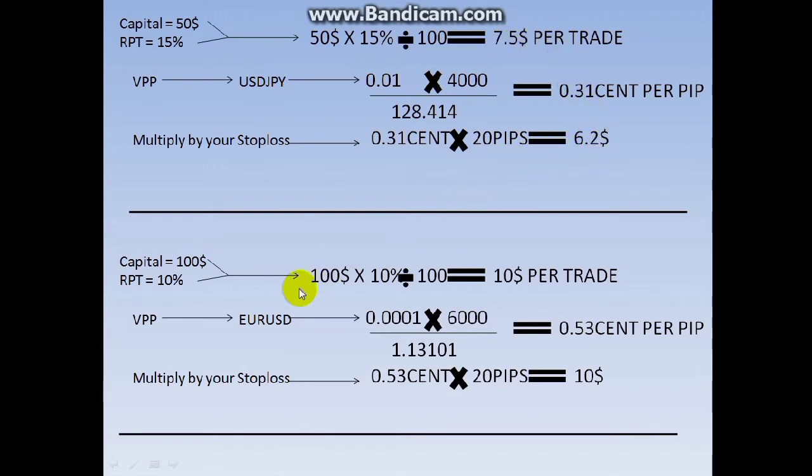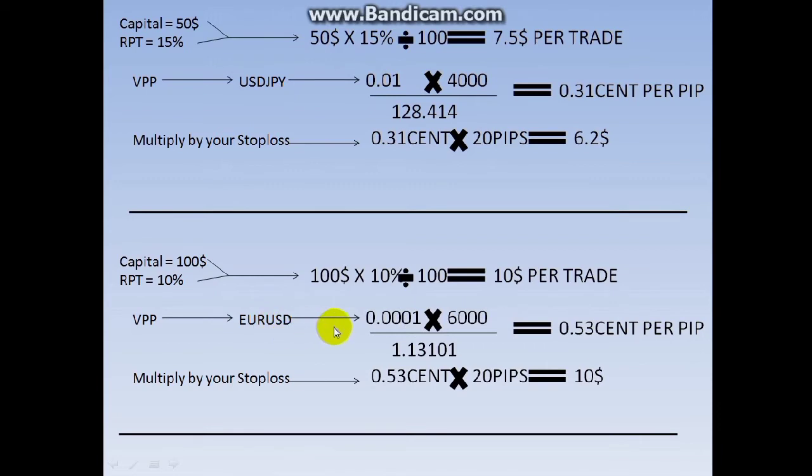Now for a $100 capital account, we are risking 10% of the capital. Taking a look at this, you will notice that the more our capital increases, the lower our risk per trade drops. So now we have 10% and a $100 account. Multiply by the risk per trade, 10 divided by 100, so we are risking $10 per trade.